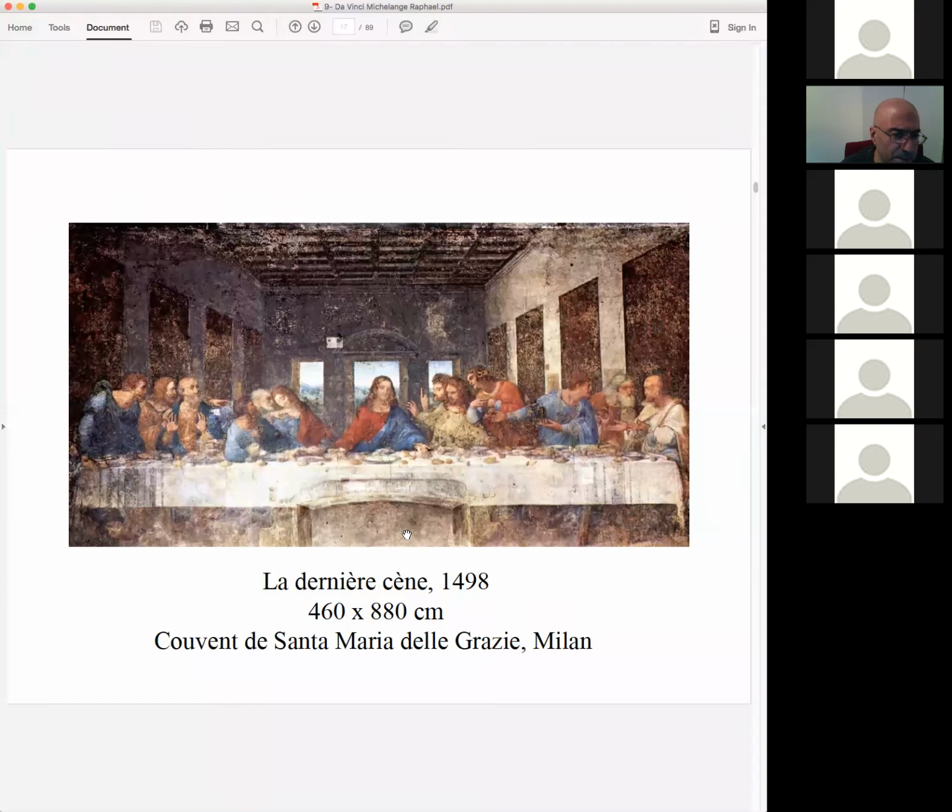So this is the painting of 1498, and surely you know it. This is apparently considered his masterpiece, and it's probably true that this is his greatest painting.